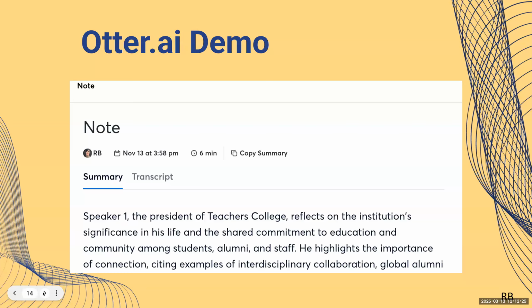So Otter AI can give you a transcript, but it also can give you an overview or a summary of what happened during that meeting.